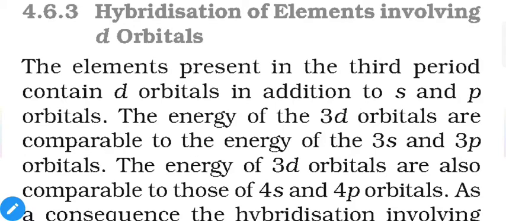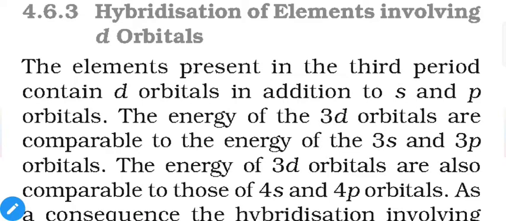Third period means the principal quantum number will be 3 for the outermost or valence orbit. So as we know, if 3s is available, then it must contain 3p and 3d as well. The energy of the 3d orbitals is comparable to the energy of the 3s and 3p orbitals. All of them are present in the same principal quantum number.